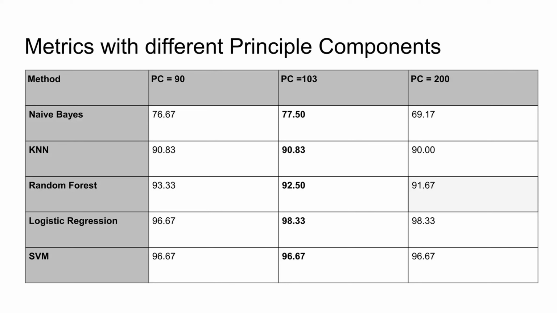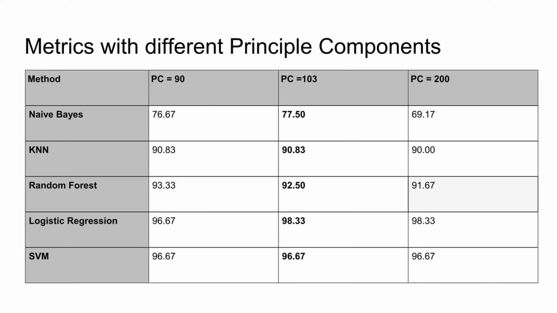1. Naive Bayes. Performance trend. The performance slightly increases from 76.67% to 77.50% when increasing the number of PCs from 90 to 103, but drops to 69.17% with 200 PCs. Interpretation. Naive Bayes shows a small improvement with more PCs initially, but eventually degrades with too many components, possibly due to overfitting or the added noise in higher dimensional spaces.